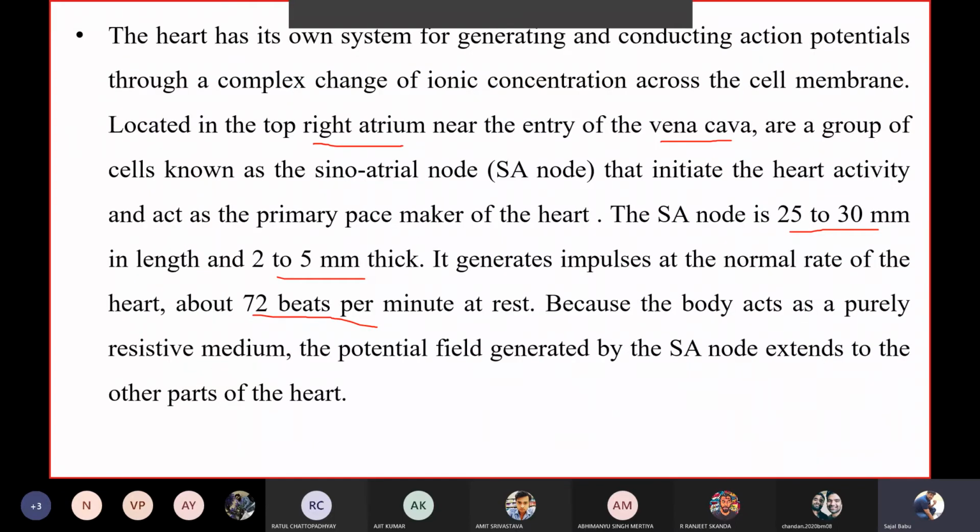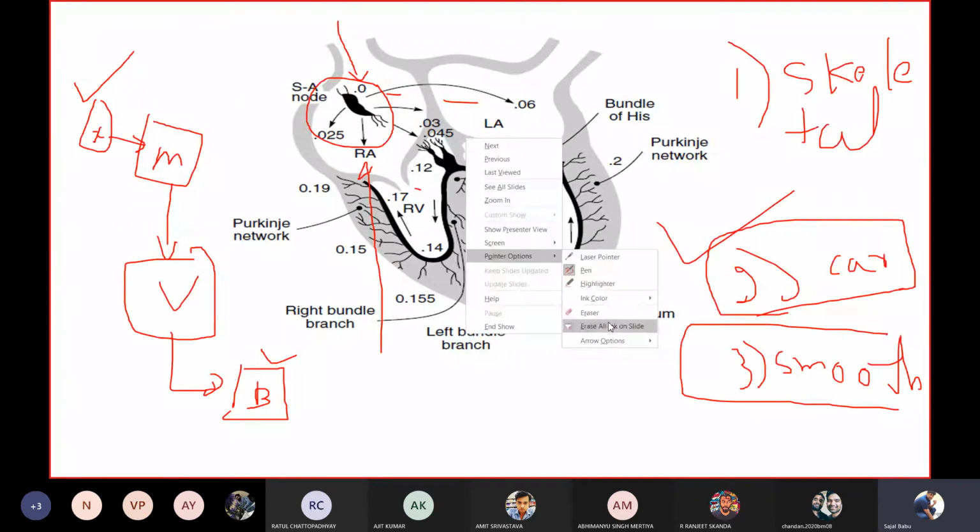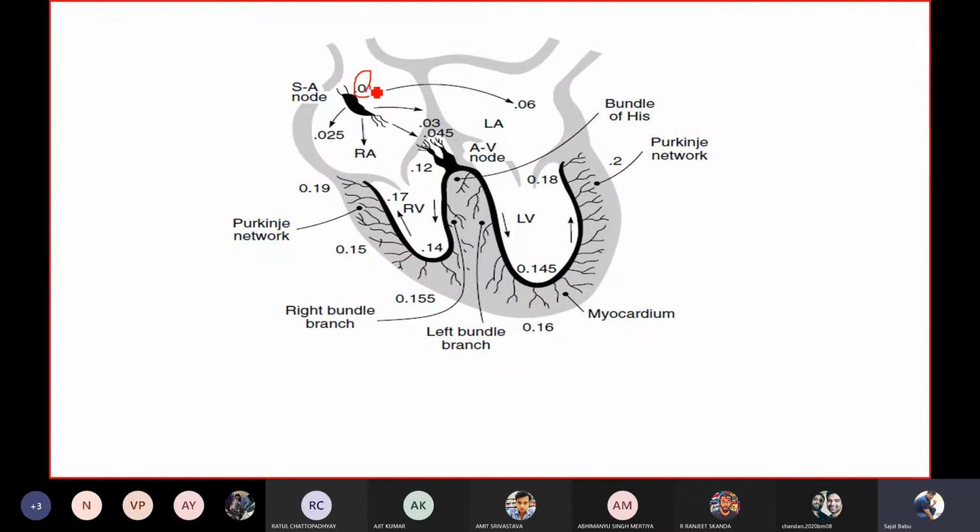Now I have to explain the time periods. Let me erase everything here. Initially, at 0.0, the SA node generates the impulse. Once it does, this impulse takes 0.025 seconds to reach the left atrium muscles, and 0.06 seconds to reach the right atrium muscles. After that, these two muscles contract.